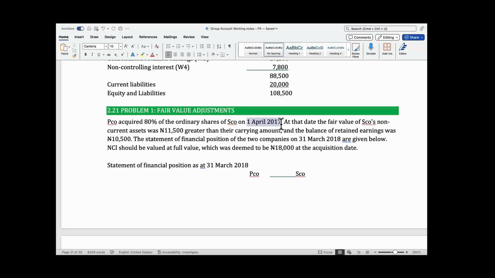What's happening here is this. I acquired this subsidiary in April, which is the date of acquisition. And at that date, the fair value of ESCO's non-current assets was 11,500 greater than their carrying amount. So at the date of acquisition, we discovered a revaluation surplus. So how do we treat that revaluation surplus here? Is there anyone that can try? How do we treat it here? Nobody can try?